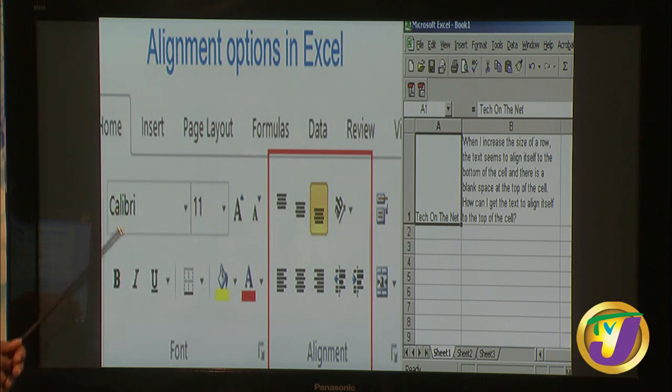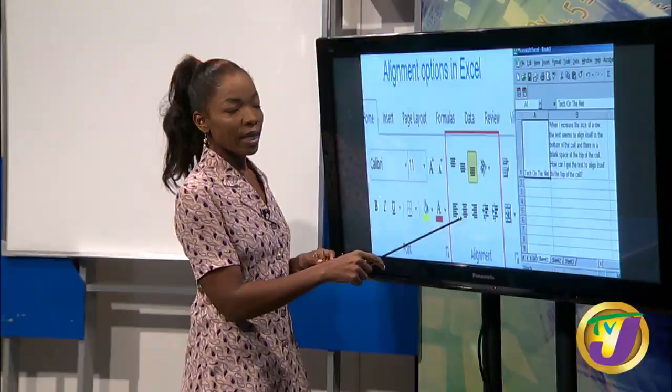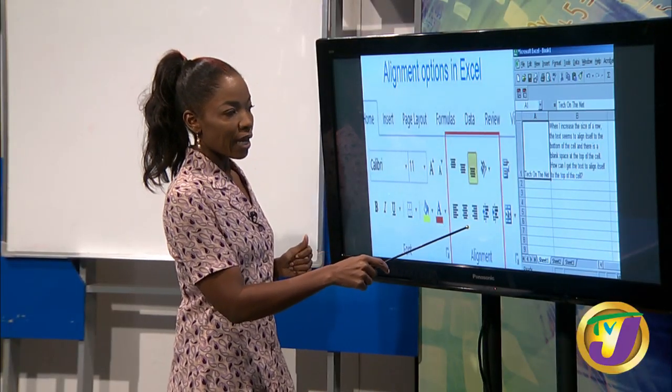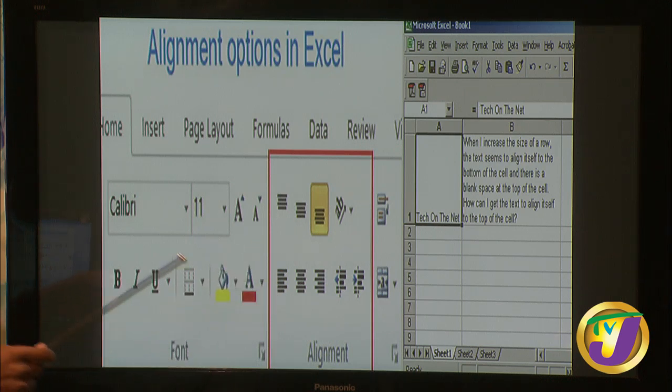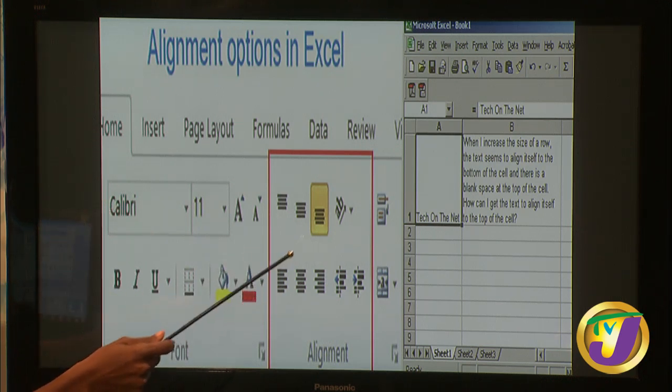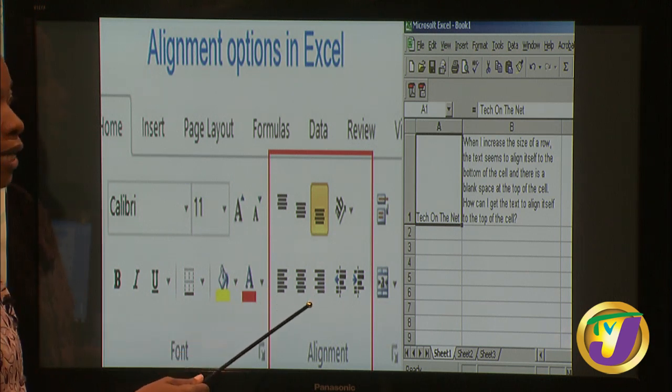First up is alignment. Remember, we have left align, center align, and right align. So if you want to change how your text appears on your sheet or in your document, you can use left, center, or the right align.